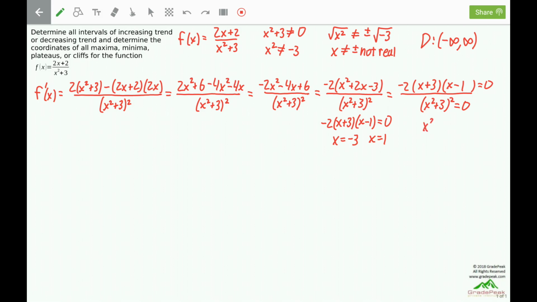Now working with the denominator, x squared plus 3 quantity squared equals 0. We can start by taking the square root of both sides. The square root and the square cancel, leaving just x squared plus 3, and the square root of 0 is 0. We can subtract 3 from both sides, and then take the square root of both sides, which will give plus or minus the square root of negative 3, which once again is not a real number.